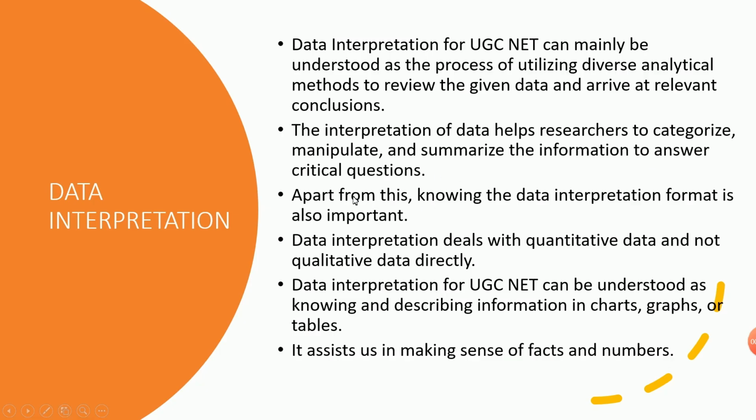And they are saying here, apart from this, knowing the data interpretation format is also important. So in UGC-NET, the data interpretation particularly deals with quantitative data, not qualitative data directly. So here quantitative means that is numerical. So here we are dealing with the numerical data in the UGC-NET, not any non-numerical data. So here data interpretation for UGC-NET can be understood as knowing and describing information in charts, graphs or tables. So it assists us in making sense of facts and numbers.